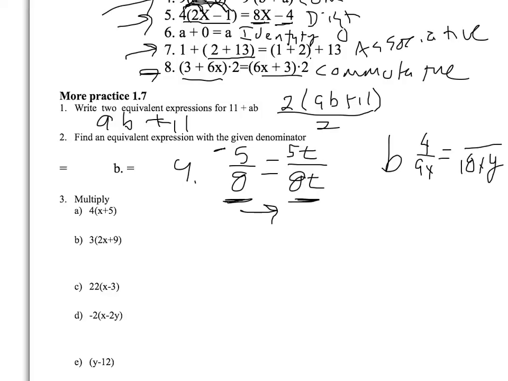Now, if we look over on letter B here, you'll notice that we have 4 over 9x. Here we have 9x, here we have 18xy. So what do we need to multiply 9 by to get 18? Well, whatever we multiply the denominator by, we need to multiply the numerator by. So if we multiply the 9 by 2 to get that, we have to multiply our 4 by 2 to get 8. We have our x and we have our x over here, so we don't need another x, so that should be okay.